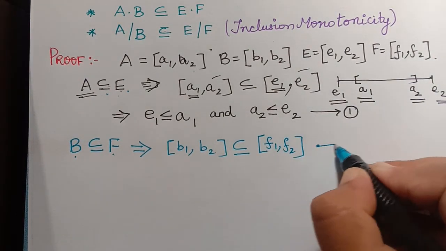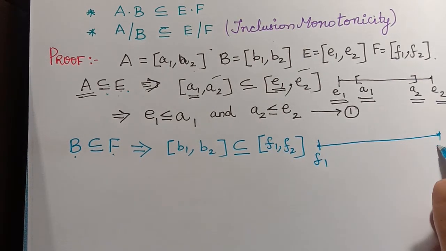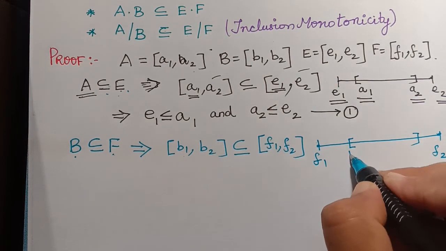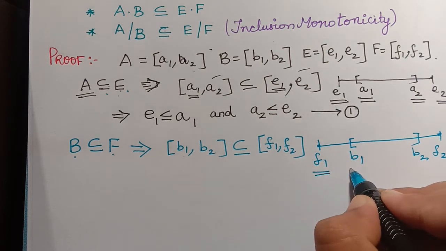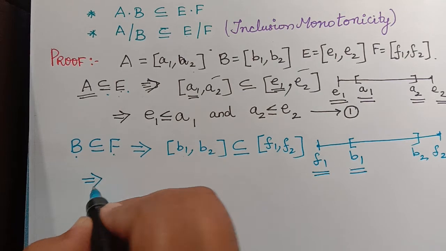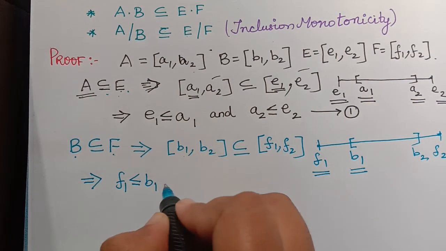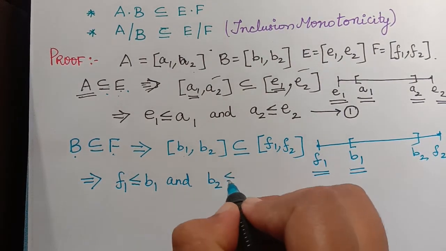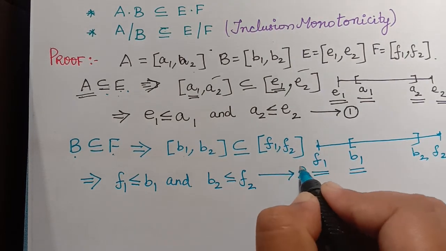Now in a similar way, here we have F1, F2, and this interval B1, B2 is a subset. So what do we observe? F1 is lesser than B1. So from this we get F1 lesser than or equal to B1, and B2 lesser than or equal to F2. Let us mark this as equation 2.